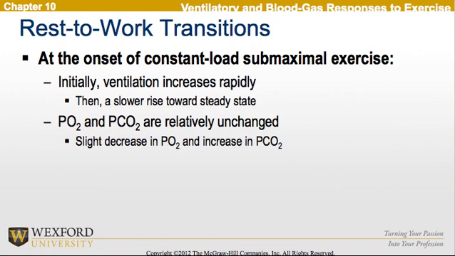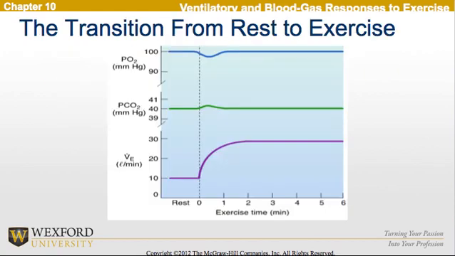Now, if we start to look at rest-to-work transitions, we see that at the onset of a constant load at submaximal exercise, there's an initial rapid increase in ventilation, and then a slower rise towards the steady state. The partial pressure of oxygen and the partial pressure of carbon dioxide are relatively unchanged. We do see a slight decrease in the partial pressure of oxygen and an increase in the partial pressure of carbon dioxide, however. This is a diagram showing the transition from rest to exercise for the partial pressure of oxygen and carbon dioxide.